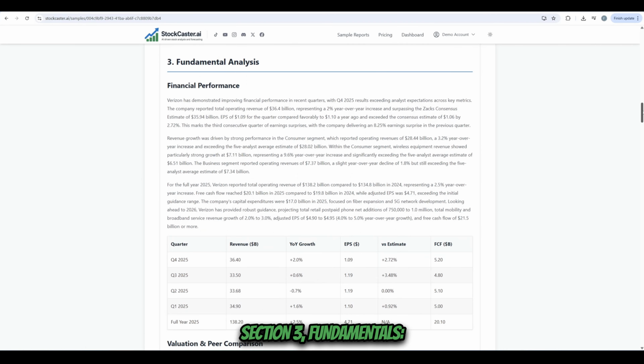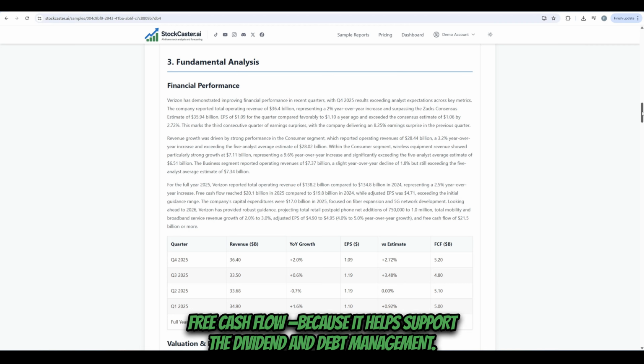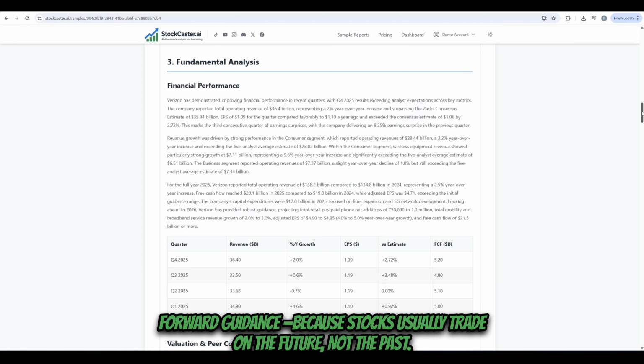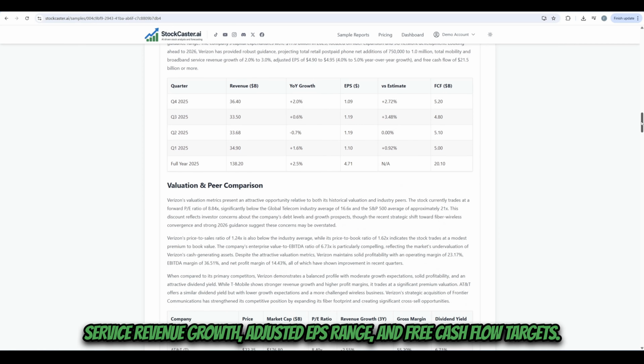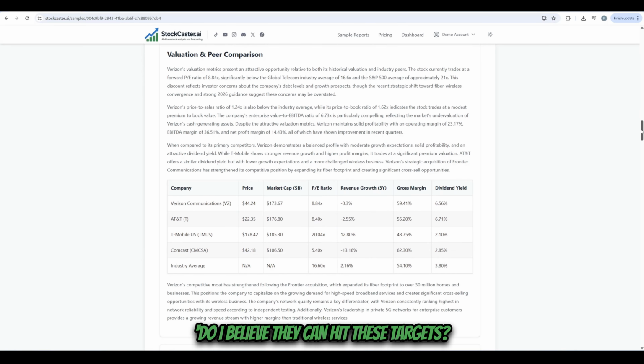Section 3. Fundamentals. Fundamentals are revenue, earnings, cash flow, and guidance, the real-world business engine. Here, the report summarizes recent quarterly performance and whether results beat expectations. Two numbers you might anchor on in a report like this: free cash flow, because it helps support the dividend and debt management; and forward guidance, because stocks usually trade on the future, not the past. In the report's outlook, it calls out projected postpaid additions, service revenue growth, adjusted EPS range, and free cash flow targets. This is where you ask, do I believe they can hit these targets?